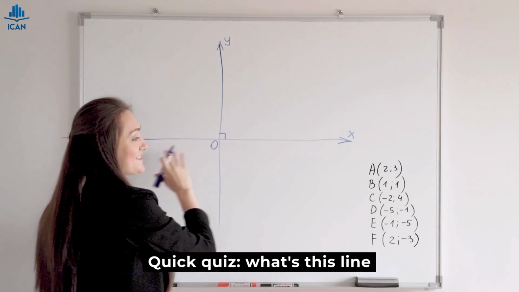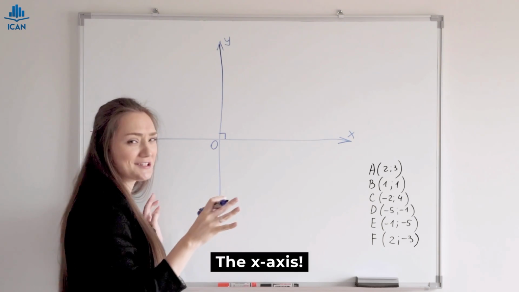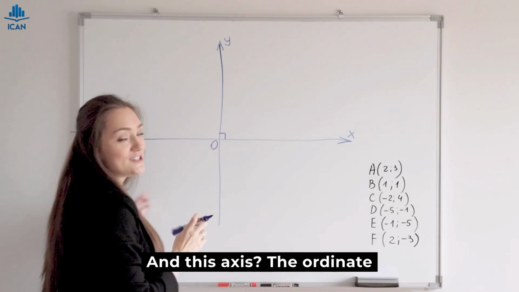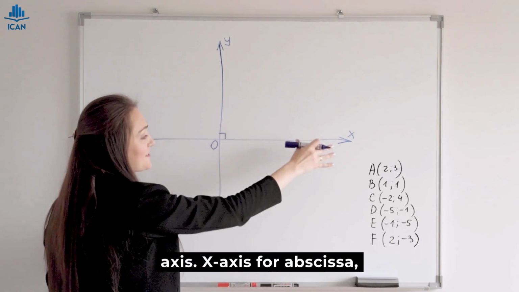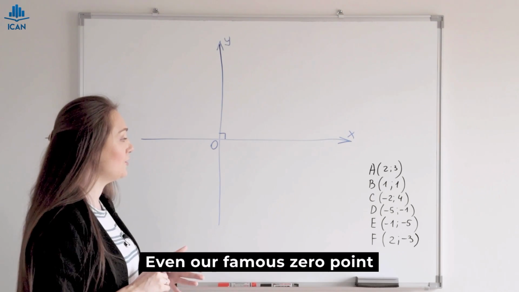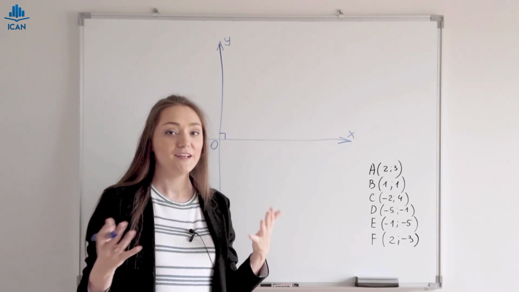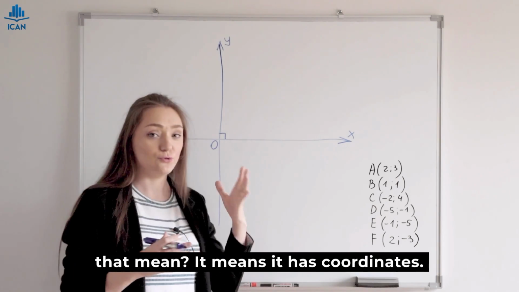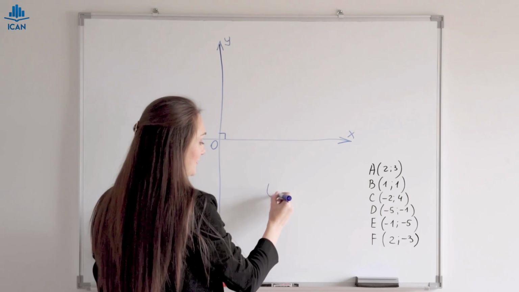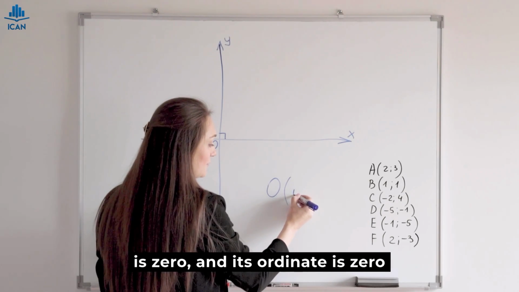Quick quiz, what's this line called? Which axis is this? The x-axis, the abscissa axis, and this axis? The ordinate axis. X-axis for abscissa, y-axis for ordinate. Even our famous 0 point has an abscissa and ordinate. What does that mean? It means it has coordinates. Let's call this point O, okay? Its abscissa is 0 and its ordinate is 0.